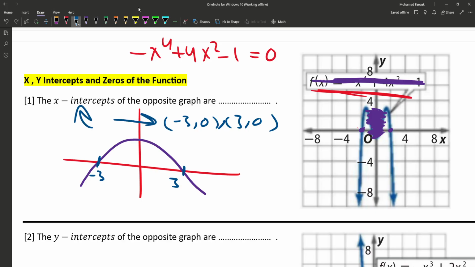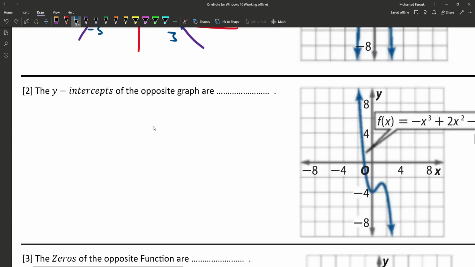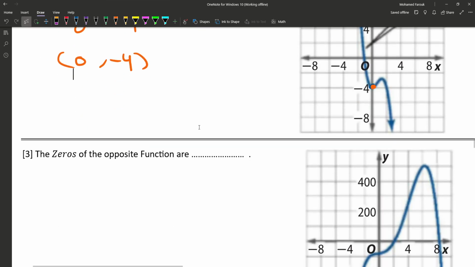Next one, I'm asking you for y-intercepts. Where is your graph cutting the y-axis? If you estimate it, it's cutting the y-axis here at this point. You need to locate this point. What are the coordinates of this point? Speaking about y, it's y is equal to negative 4. But if I ask you to write it as an ordered pair, you will write y equal to negative 4, and x will be 0. So 0 and negative 4. This is the y-intercept.